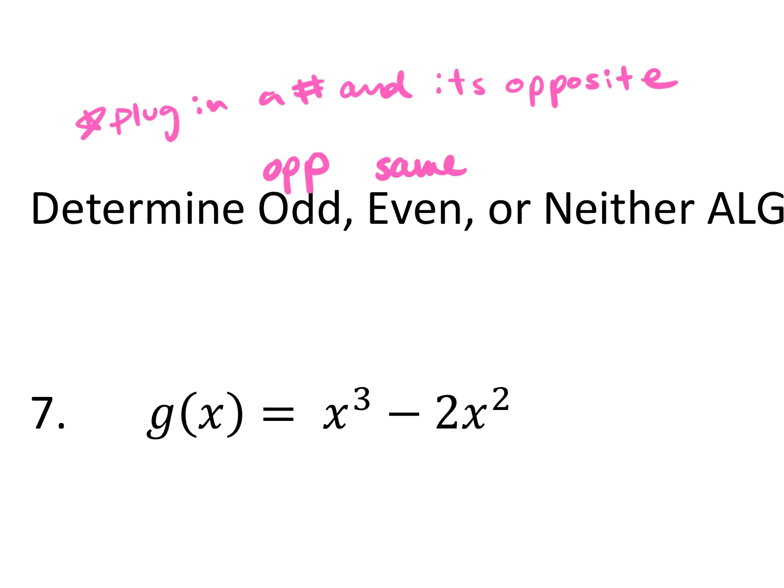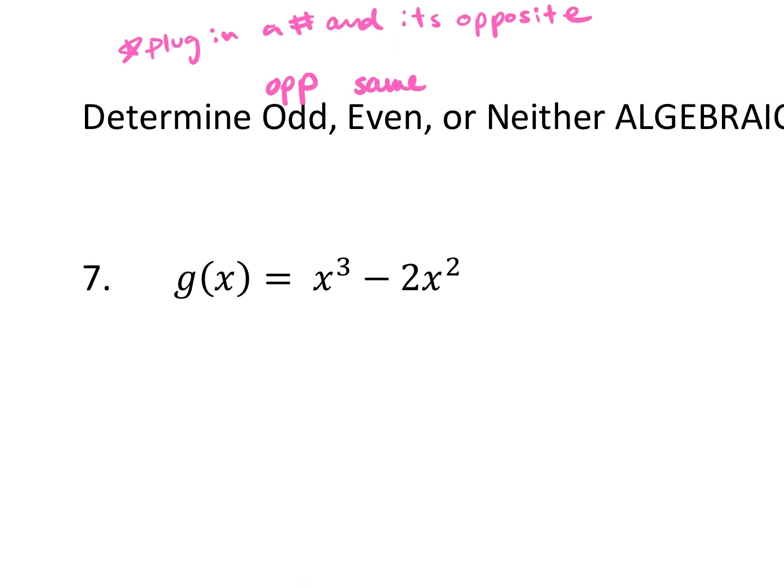So just to be super sure, it'll work all the time if you plug in a number that's greater than 1. So let's plug in 2 for number 7. So I'm going to say g of 2. 2 cubed minus 2 times 2 squared. 2 cubed is 8. Minus 2 squared would be 4, and 4 times 2 would be 8. 8 minus 8, 0.